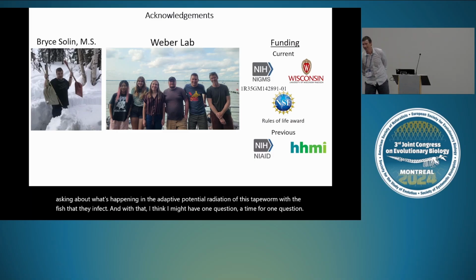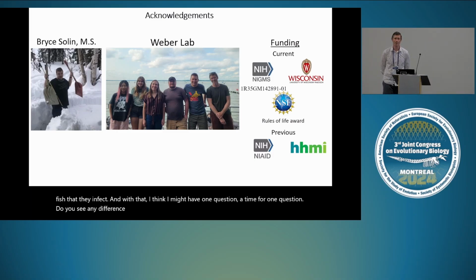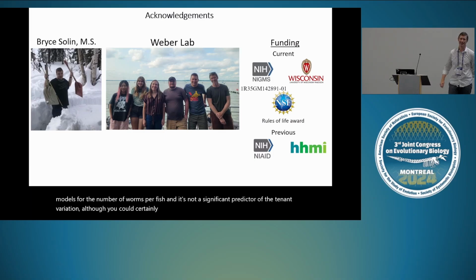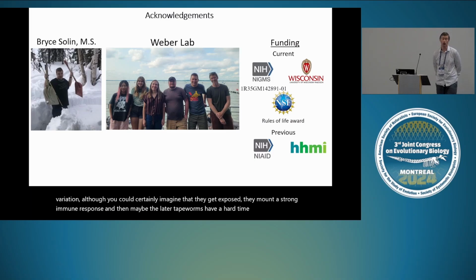Emily: Do you see any difference in fish that have many tapeworms versus ones with few? Could it be the later tapeworms that come in have a different phenotype? Yeah, so we've controlled in the models for the number of worms per fish, and it's not a significant predictor of the tegument variation. Although you could certainly imagine that they get exposed, they mount a strong immune response, and then maybe the later tapeworms have a harder time. We just haven't seen that yet, but we could look more deeply.